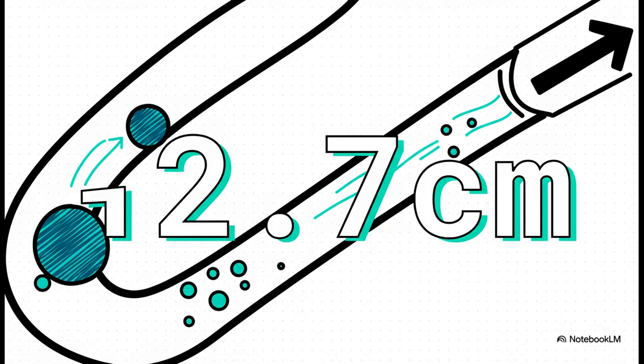So how far are we talking? Let's imagine a particle that's about 100 micrometers wide. That's roughly the width of a human hair. Now, what if you could throw it at, say, 22 miles per hour? It would screech to a halt after traveling just 12.7 centimeters. That's it. Its inertia just gets completely wiped out by air resistance almost instantly.